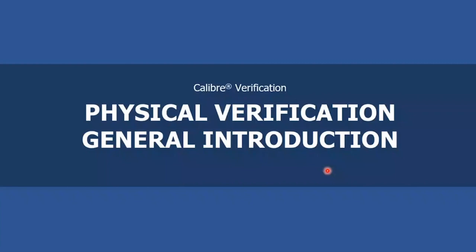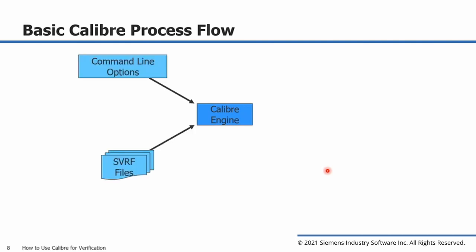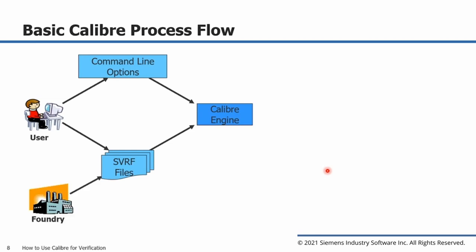Physical verification general introduction. In the basic Calibre process flow, there are two inputs that you need to provide: command line options and SVRF. The user has to give these two inputs in order for the Calibre engine to run, and SVRF is provided by the foundry or in-house rules.